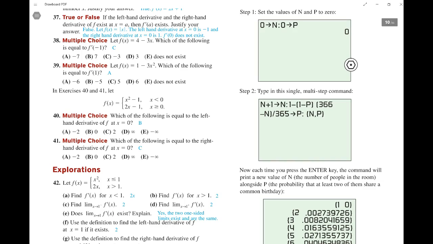Yes. Okay, so I want to find f prime of 1, and it's 3x squared. So what's that look like? Wait, no. Oh, did I read the wrong one? No, I'm okay. Ignore me. Oh, 1 minus 3x squared. Sorry, yeah.